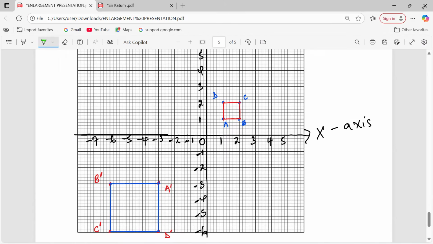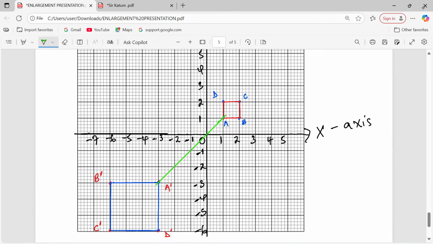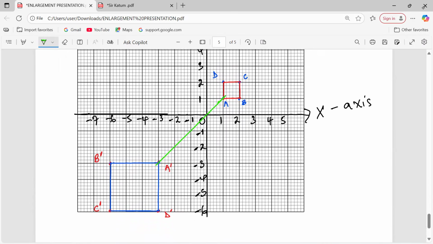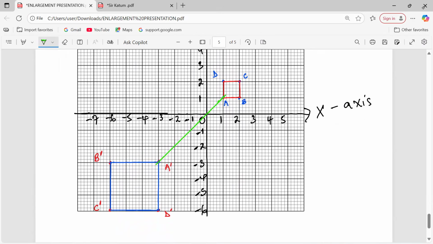So if it's A, we join A to A prime. Just a straight line. It can be dotted. Because I have a different color, I'm using a full one. So A to A prime have been connected. That is a line we are getting. What about B to B prime? When I connect B to B prime, are they meeting anywhere? No. B to B prime connected. You can see B to B prime, then A to A prime are meeting at a point. So where they are meeting, that becomes our center for the enlargement.